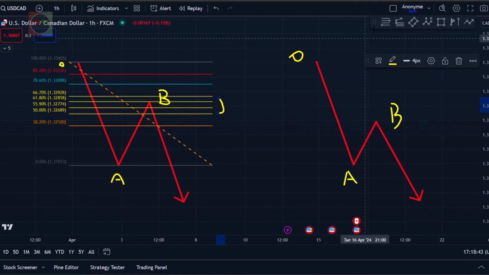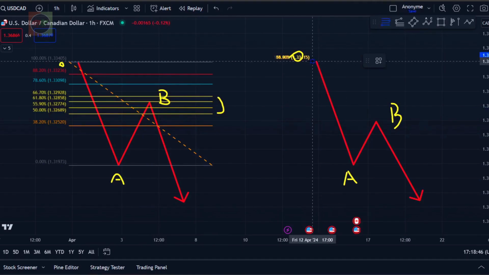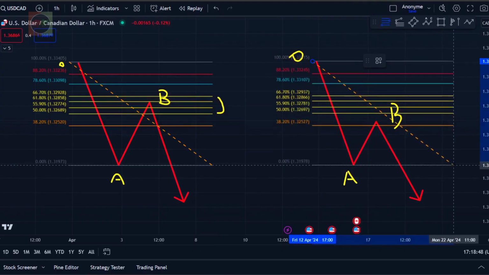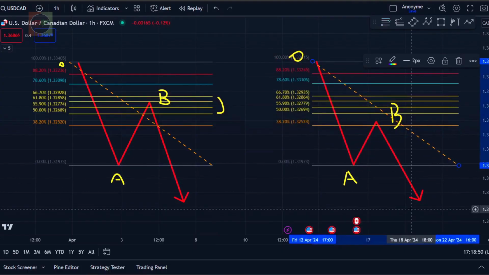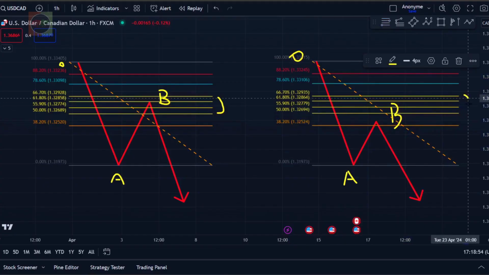Okay, now this is the second example, a wrong example. I'm going to draw my Fibonacci retracement like this. Is this the correct SK sequence? No. Why? Because point B never reached or even touched our retracement zone, which starts from 50% to 66.70%.